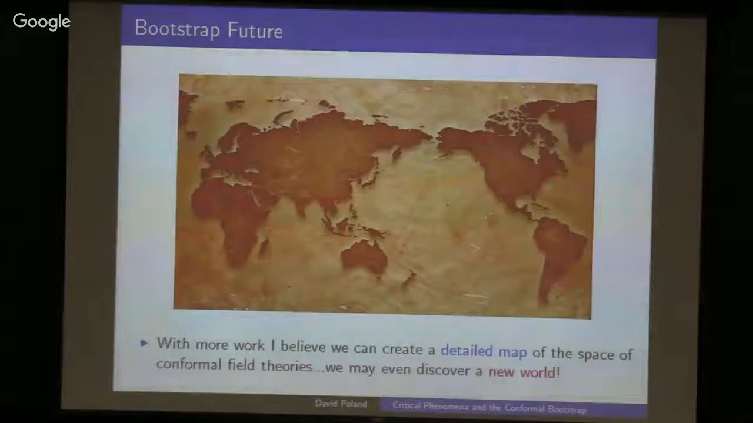So let me just end by saying, we're at a really exciting moment right now, because I think we're really starting to map out the space of CFTs. We're starting to find different islands. And pushed to its logical extreme, I think we really can start creating a detailed map of theory space. We can find all the different islands around the CFT world. And we can do CFT cartography. And we might even discover completely new theoretical structures or a completely new continent that we didn't know about before.